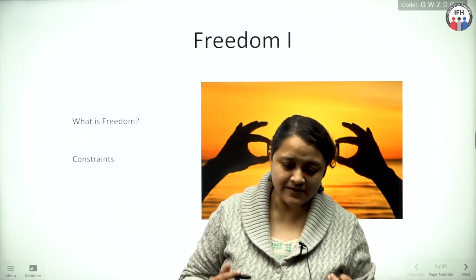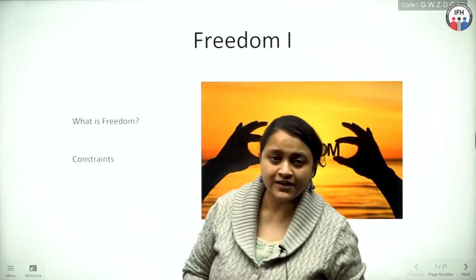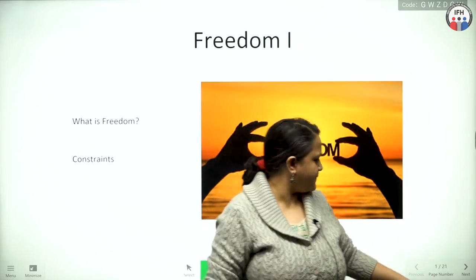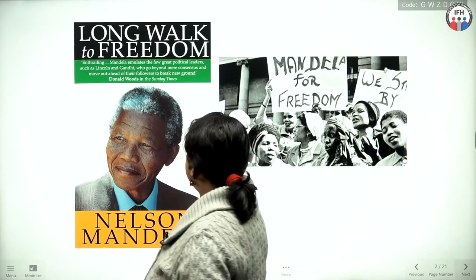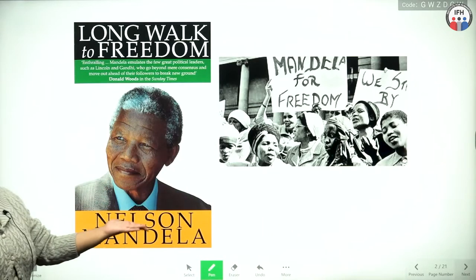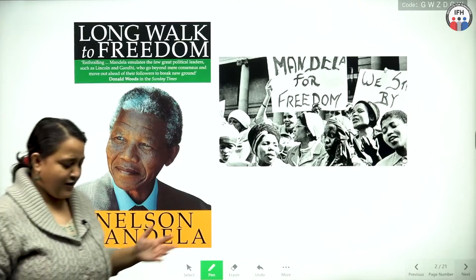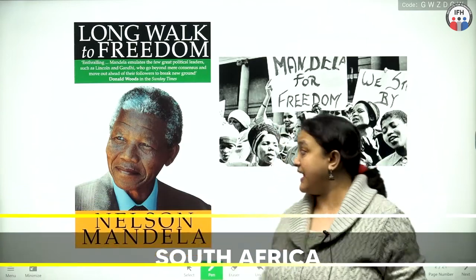Before we begin understanding the concept of freedom, we'll take two examples. The first example is Nelson Mandela. This is the spelling of his name. He was a political leader in South Africa.